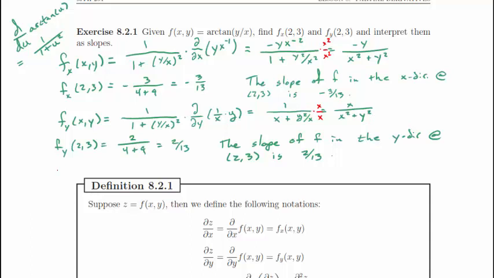If we want the partial derivative of f with respect to y at 2 comma 3, we plug 2 and 3 in for x and y respectively, and we get 2 over 4 plus 9, which equals 2/13. So the slope of f in the y direction at 2 comma 3 is 2/13.